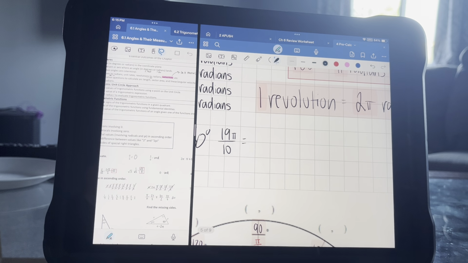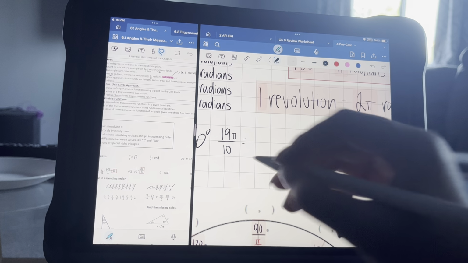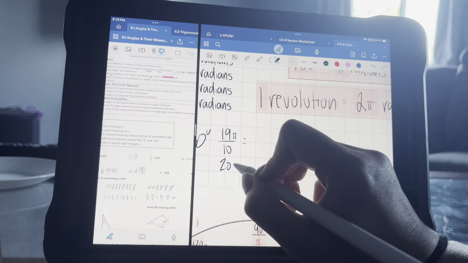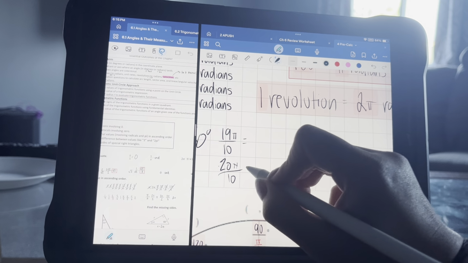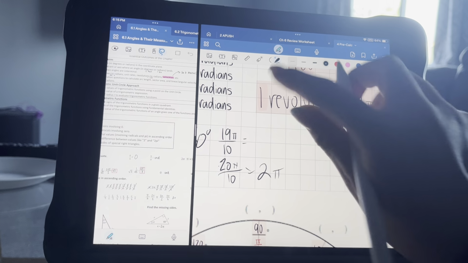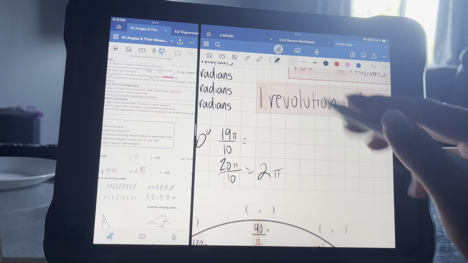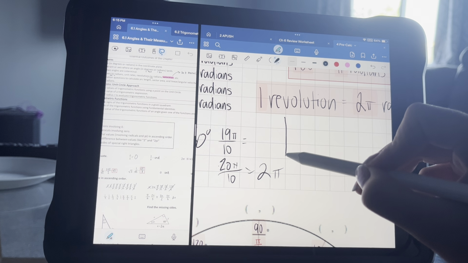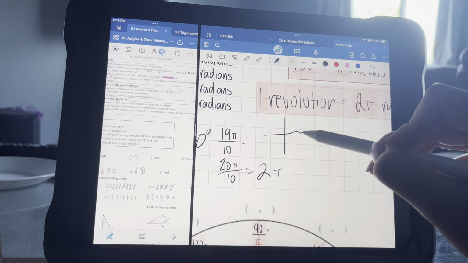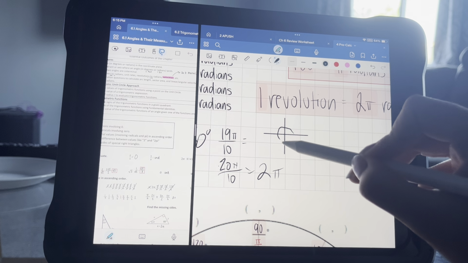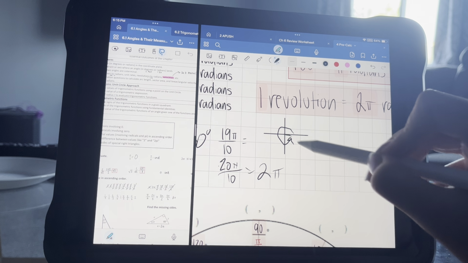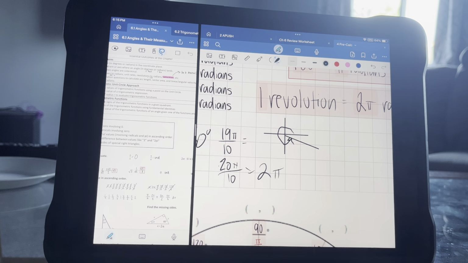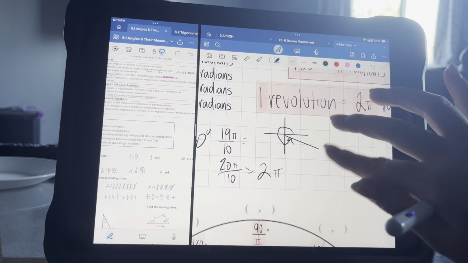For 19 pi over 10, well, we would know that 20 pi over 10 is 2 pi. So 19 over 10 is almost 2 pi. So this one would terminate right about here. I'm drawing at a really weird angle, so please excuse. It'll terminate somewhere around there, almost making a full revolution.